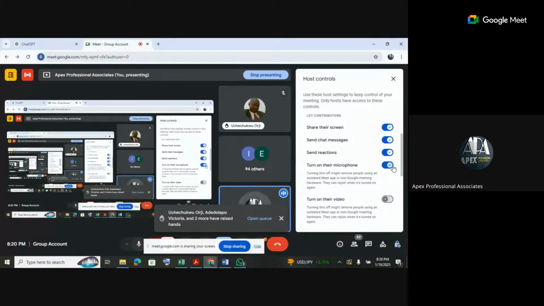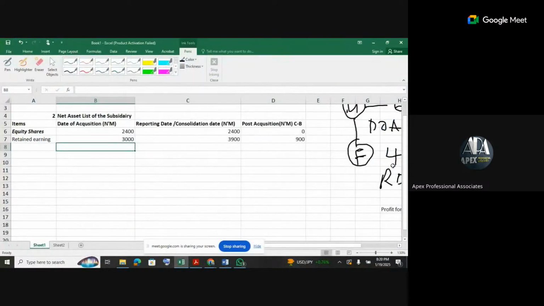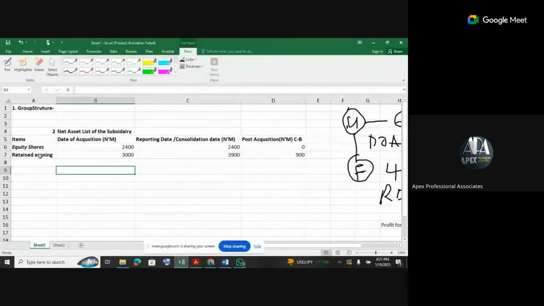I know some of you already have read ahead of time. I know some of you know these things before, but follow through the way I'm going about it. Understand a bit of what I'm doing before we talk about the future. Right now, what I said we are doing is net asset list of the subsidiary. So here I've calculated retained earnings. If you have questions relating to how we got equity, how we got retained earnings, you can ask me before I progress in the class.